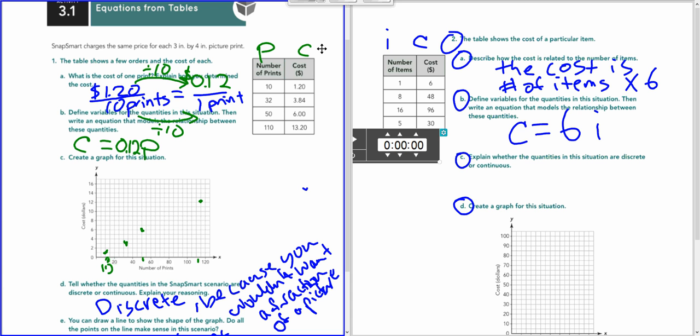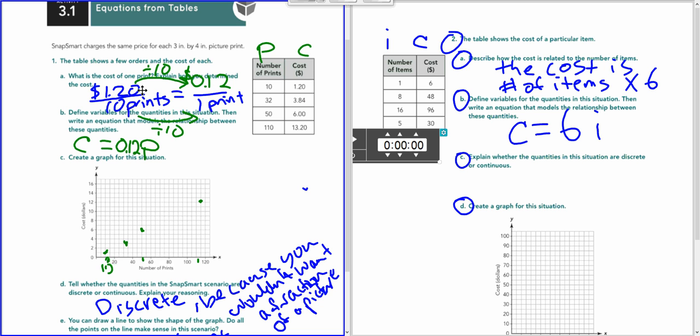Okay, this video is a recap of our lesson on multiple representations of equations. We're starting on page 195. On page 195, it gives a scenario where 10 prints cost $1.20, and it asks us to find out how much it would be for one print.